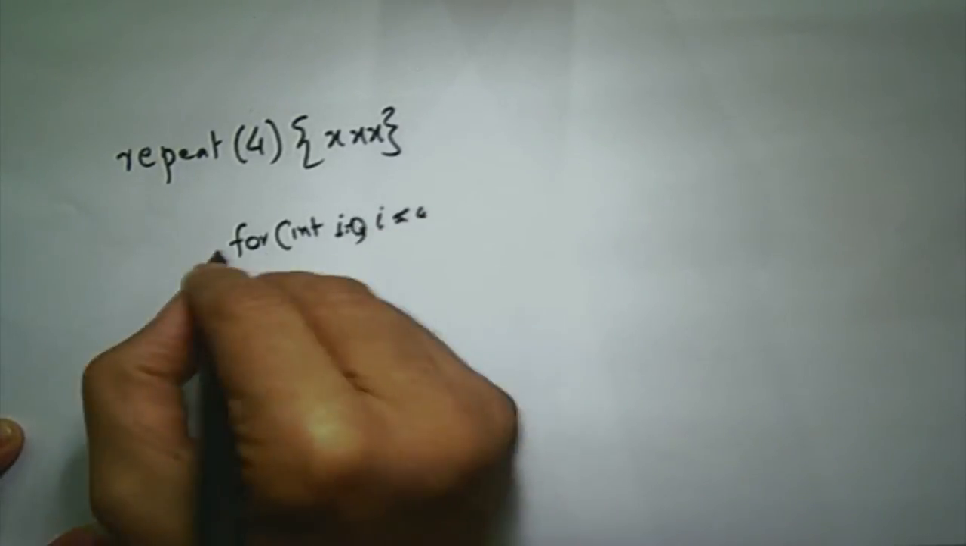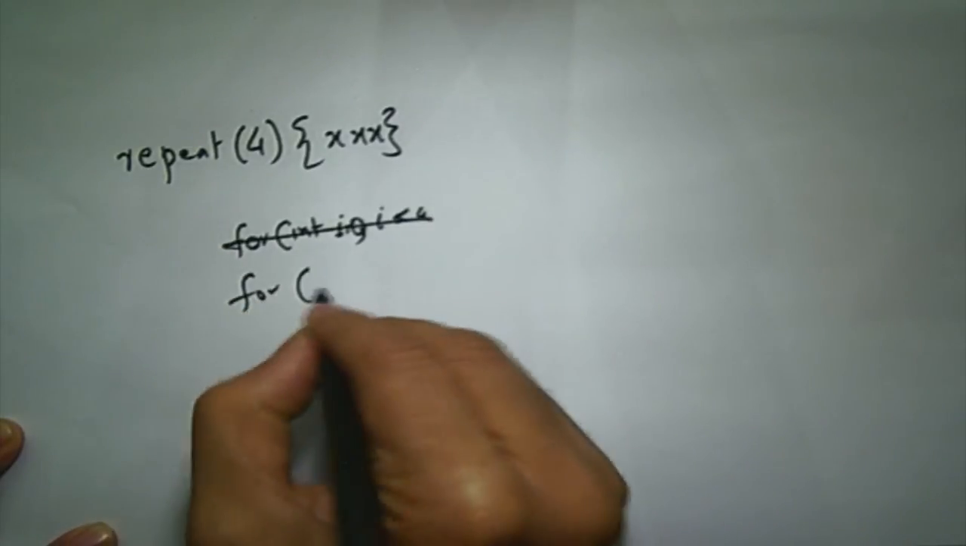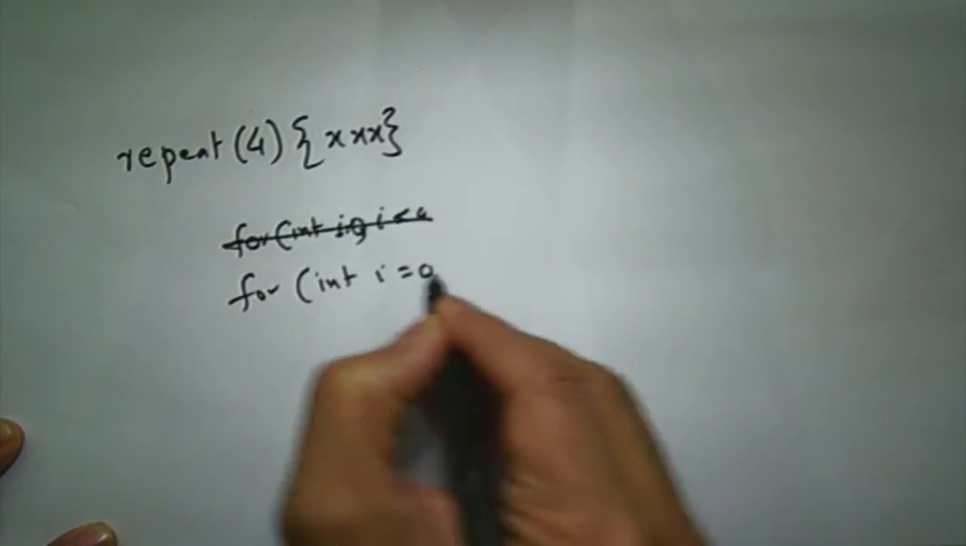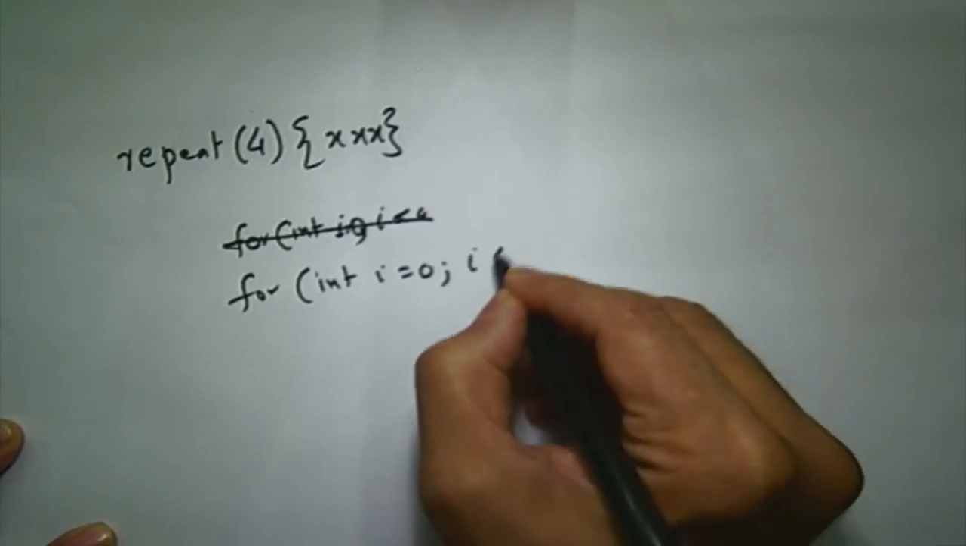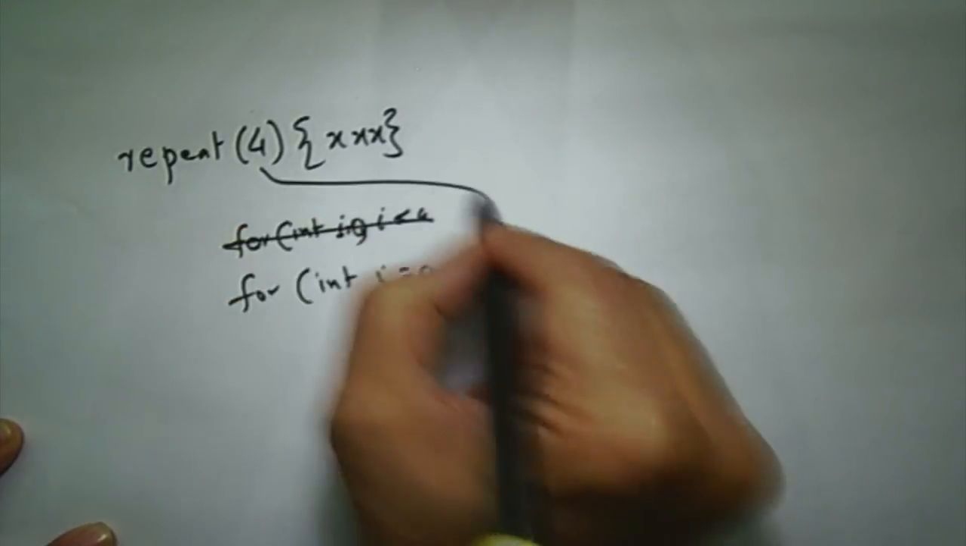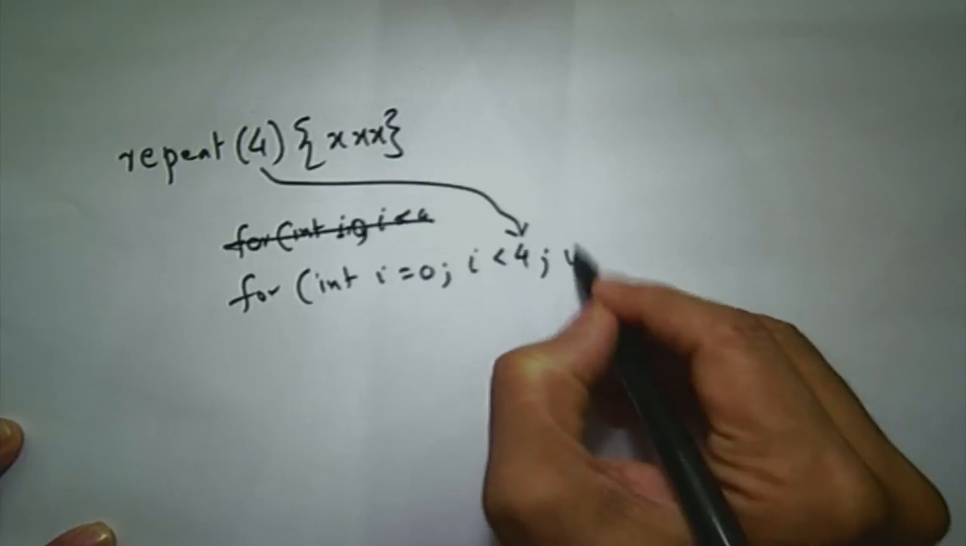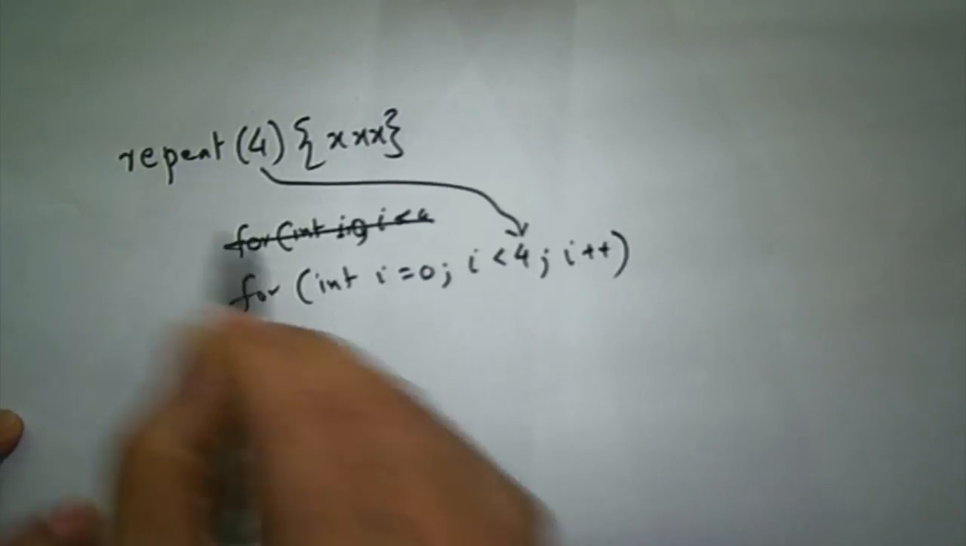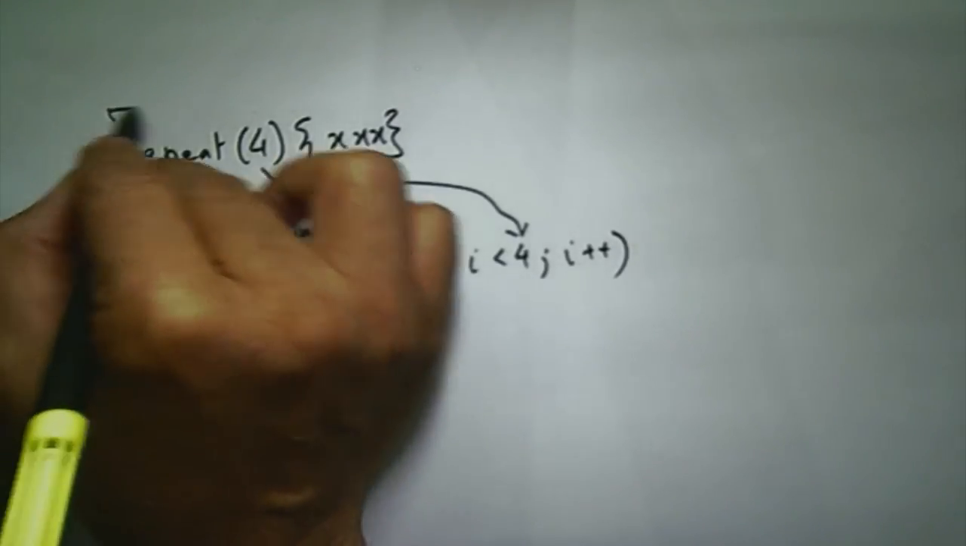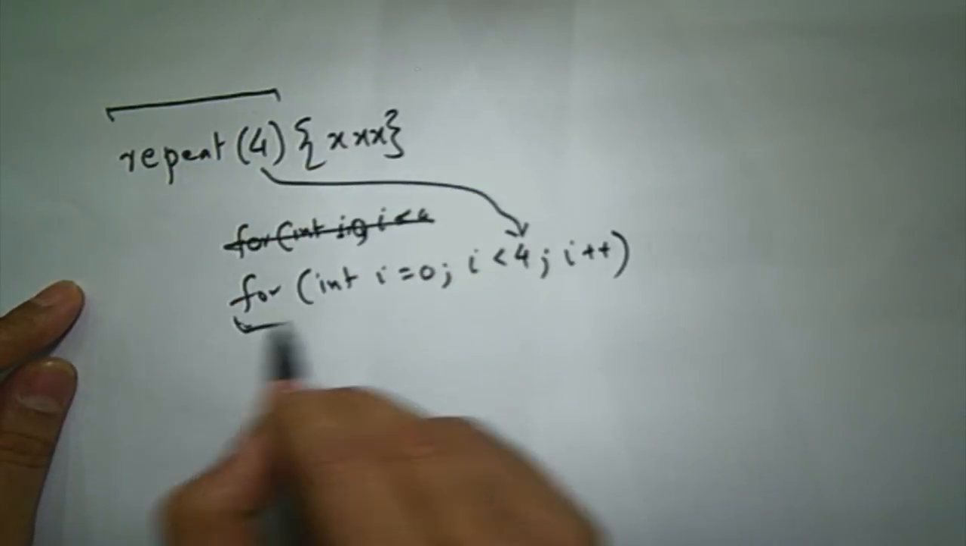Int i equal to 0. Let me just write it again. For (int i = 0; i < 4; i++). So this 4 is the one that comes over here. Okay, so this repeat part gets translated into this portion.